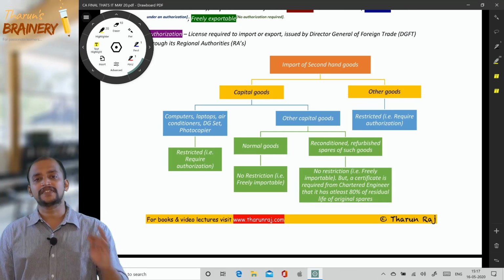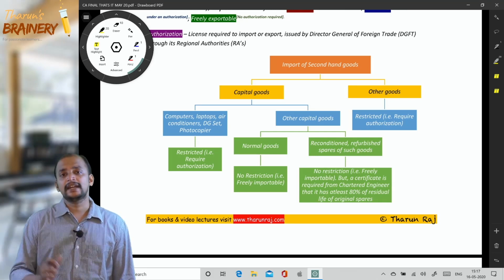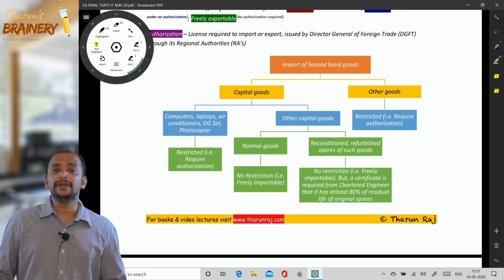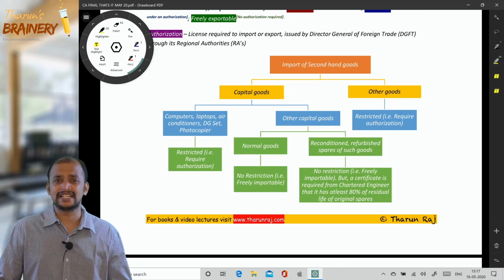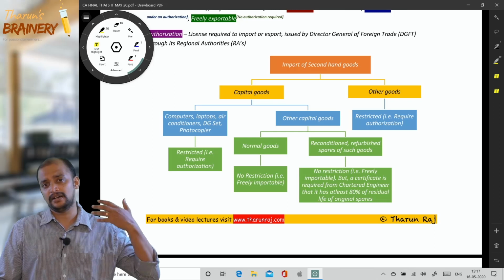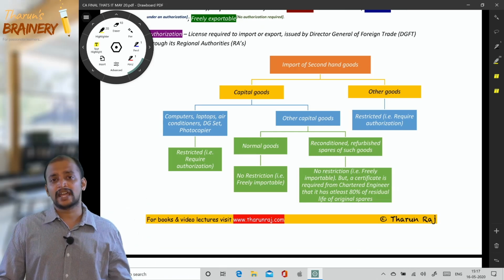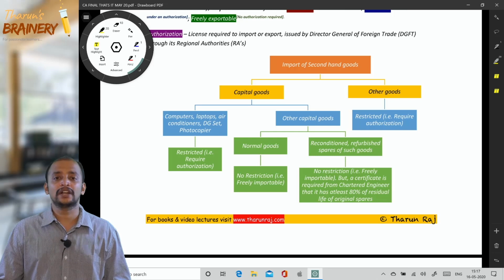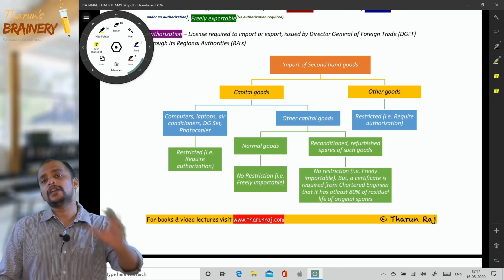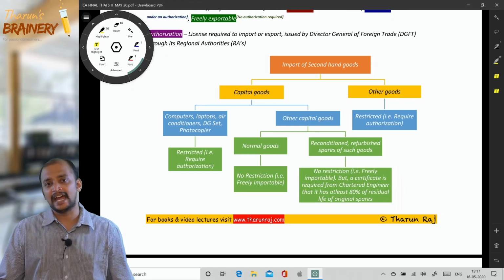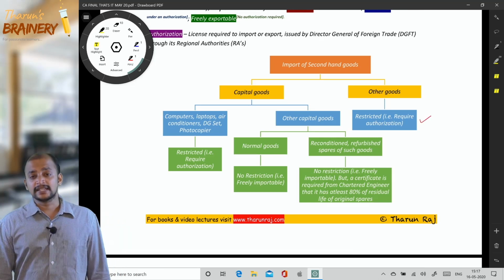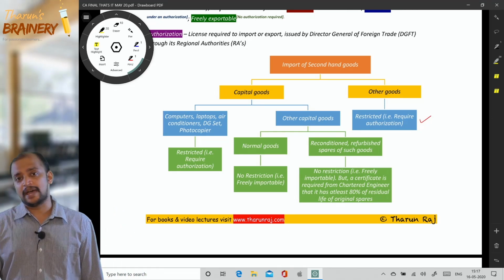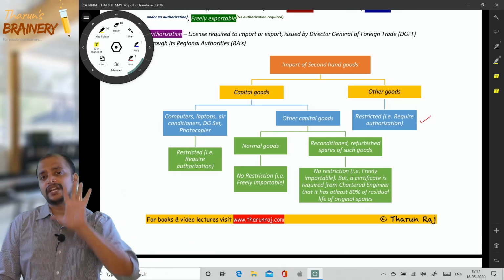In case of import of second-hand goods, what is that? This second-hand goods are divided into two: capital goods and other goods. Capital goods means a general definition. It is like plant, equipment, appliances, etc. That will come under capital goods. Whereas other goods, non-capital goods. If it is non-capital goods, when you are importing it as second hand, definitely authorization is required. Whereas, if it is capital goods, if it is 5 capital goods, authorization is required.